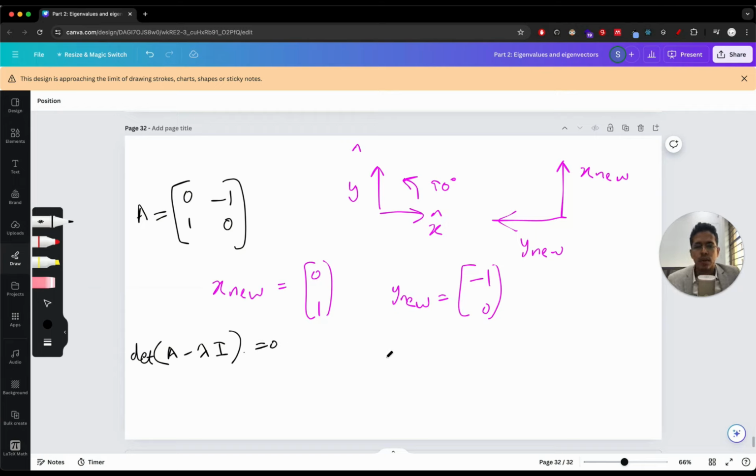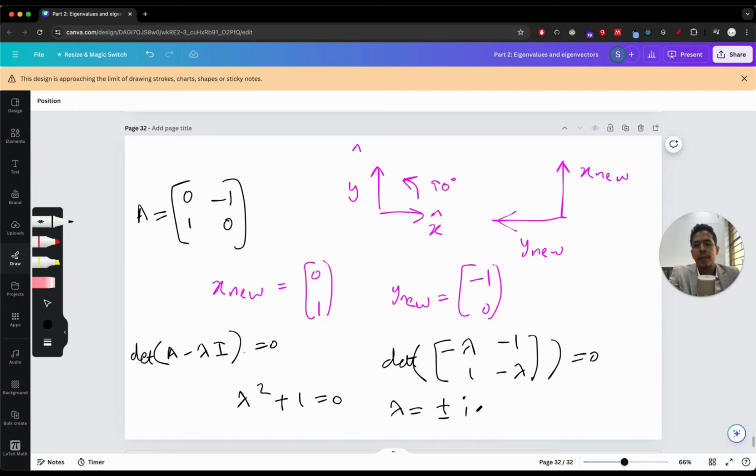So A minus lambda I would be minus lambda, -1, 1, minus lambda. The determinant of this should be equal to 0. And what's the equation for that? Lambda squared plus 1 equal to 0, which means lambda equals plus or minus i, an imaginary number.